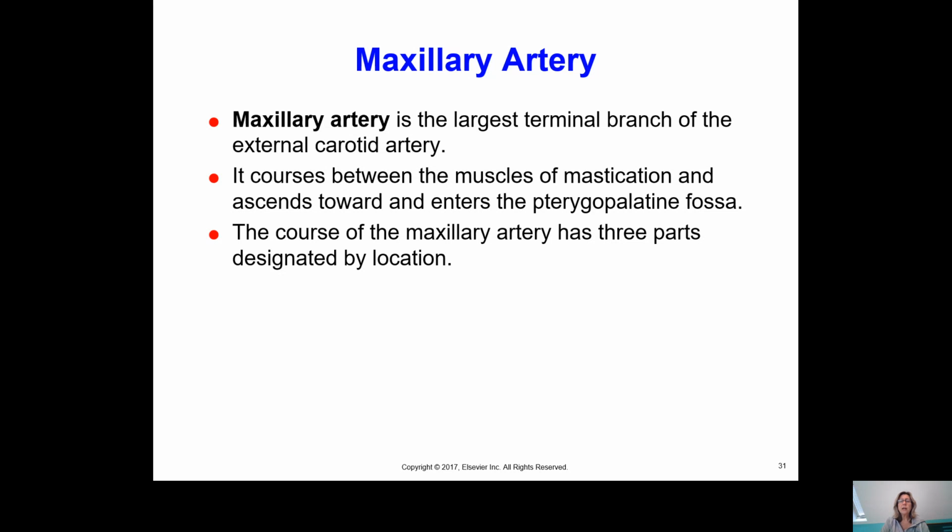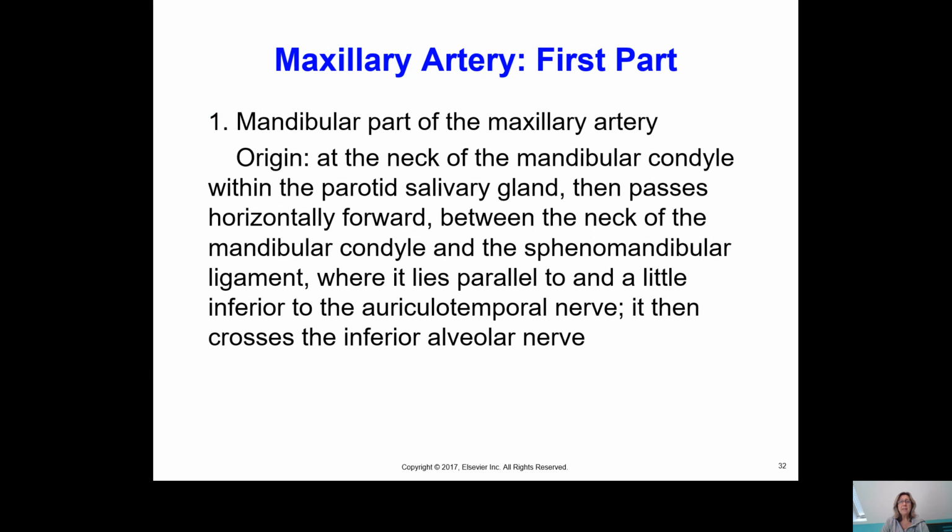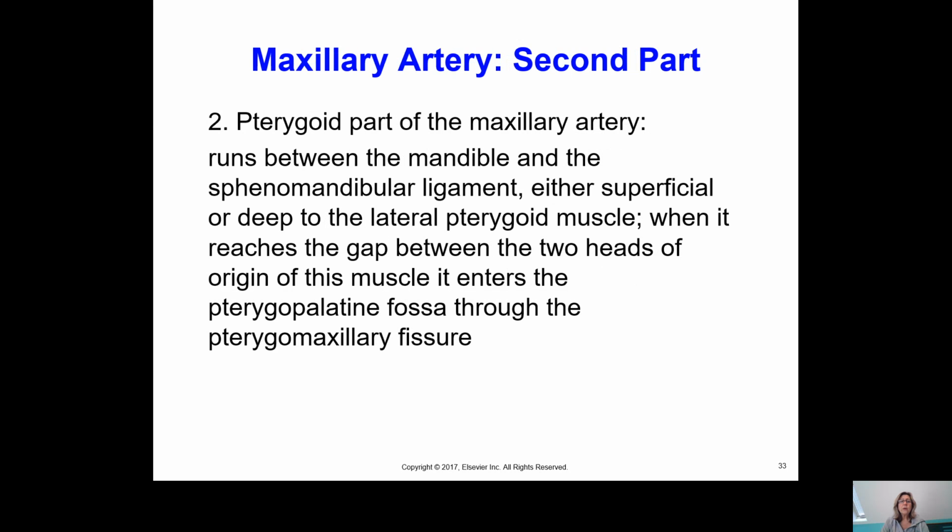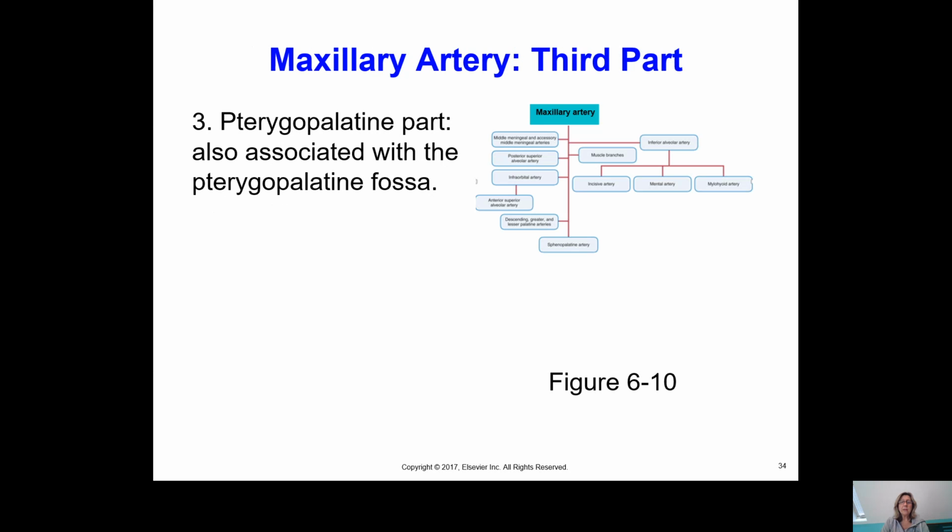The maxillary artery is the largest terminal branch of the external carotid. It courses between the muscles of mastication and ascends toward and enters the pterygopalatine fossa. The course of the maxillary artery has 3 parts designated by location, so thankfully they made this easier for us. The mandibular part of the maxillary artery, the pterygoid part of the maxillary artery, and the pterygopalatine part. And so on this slide 34, I have shown you the divisions of the maxillary artery.